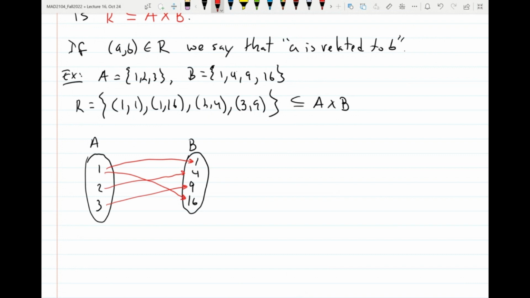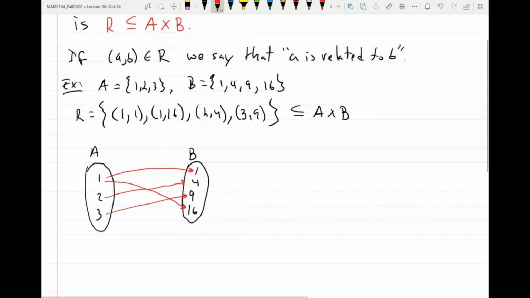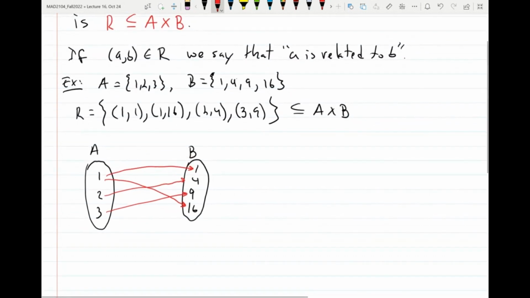Everybody okay with this? Sometimes this helps. Just looking at this picture is sometimes nicer than looking at just a set of ordered pairs. All this means, whatever this relation is, is that elements from A are related to elements in B, via these arrows or just by looking at the set of ordered pairs. Any questions? No questions?